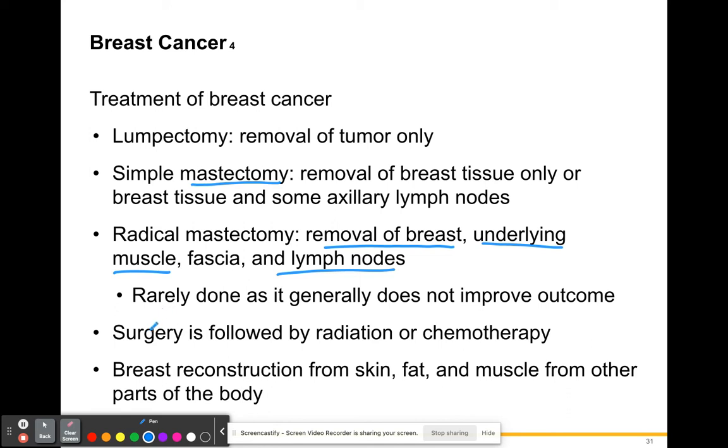But surgery is followed by radiation and chemotherapy. That's typical of any type of cancer surgery. Whenever they go in and remove a tumor or remove an organ that has had a tumor, they will always follow up with radiation or chemotherapy. It's not just for breast cancer. There are breast reconstruction surgeries that they can do by taking skin and fat and muscle from other parts of the body and reconstruct a breast. And you'd be very surprised at how well those actually go.